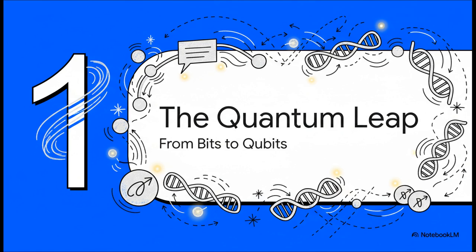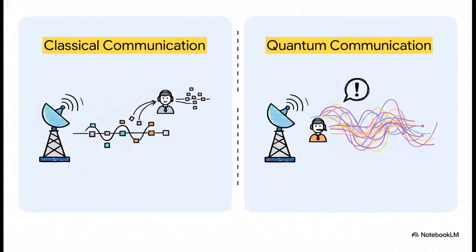Okay, so first up, the quantum leap. What's the big deal here? I mean, how is this different from the regular old internet we're using right now? Well, it's a total game changer. Okay, so think about it like this. On one side, you've got our current classical communication. The internet, right? It's all just electrical signals. And the problem is, those signals can be copied or intercepted, and you might never even know what happened.